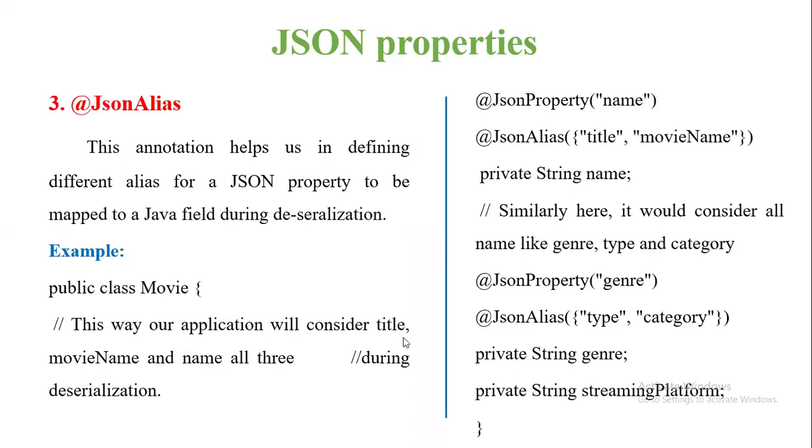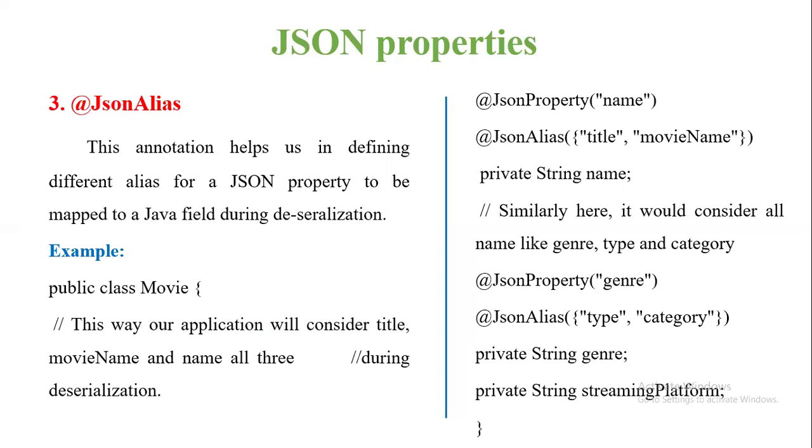And then the third annotation is @JsonAlias. This annotation helps us define different aliases for a JSON property to be mapped to a Java field during deserialization. For example, imagine we are aggregating movie and TV series data from various streaming platform APIs and storing it in our application class.